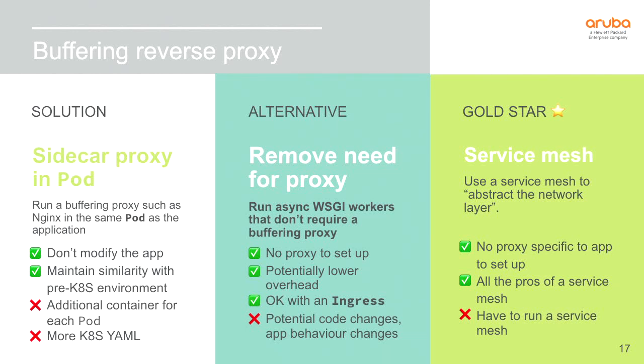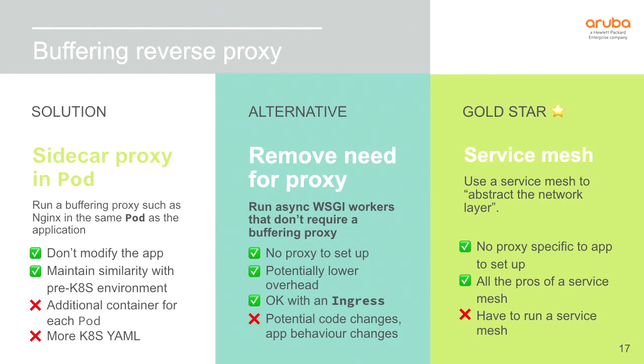So first of all, a solution to this would be to use a sidecar proxy in a pod. Kubernetes has this construct called a pod, which allows you to put two or more containers co-located on the same host. So then we can just run nginx in a container together with our Python application in another container in the same pod. And this has some advantages. We don't have to modify the app in any way if we were running like this before. We maintain this kind of pre-Kubernetes environment.